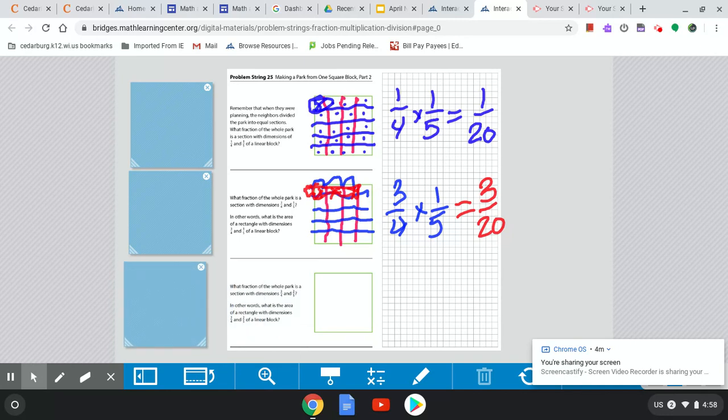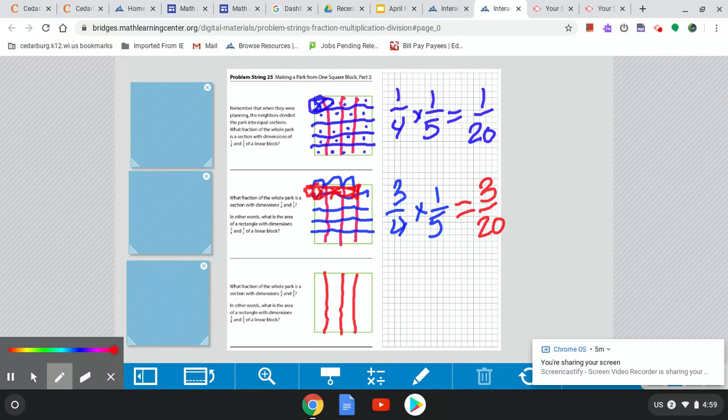All right, so we're on our last problem for today. Let's go over to our cursor again. And then it said, what fraction of the whole park is 3/4 and 2/5? So again, they're asking us to divide our park up into fourths again, vertically, and then divide it up horizontally again into fifths. And then do that multiplication problem, right?